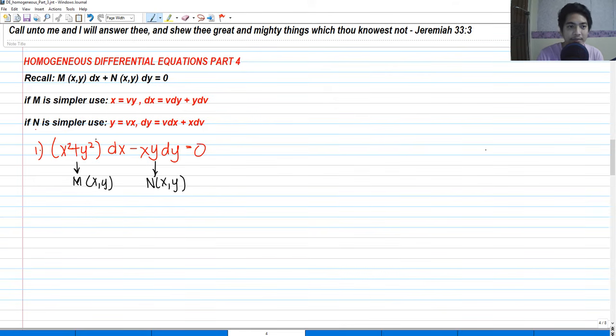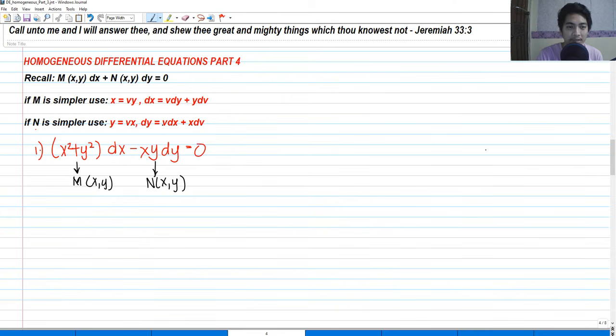Okay, so in this case, for number 1, we have x squared, that's second degree. The other term is 2y squared, second degree also. And then we have here xy. We have a degree of 1 for x and a degree of 1 for y. So that still makes it second degree. So we can conclude that this is a homogeneous differential equation.